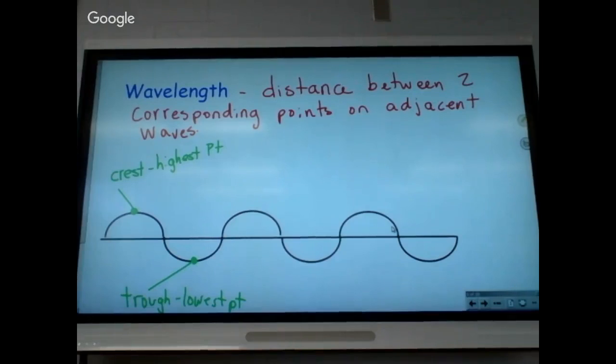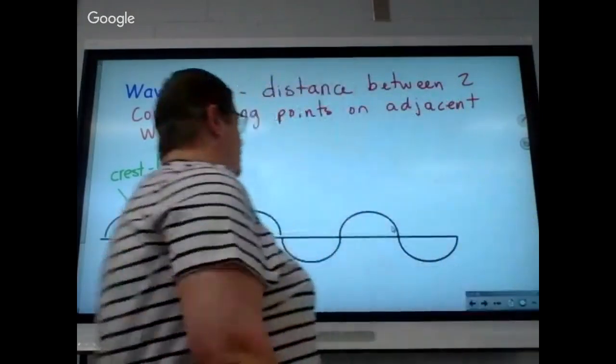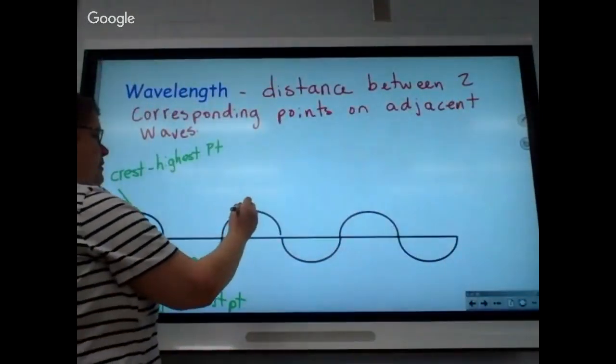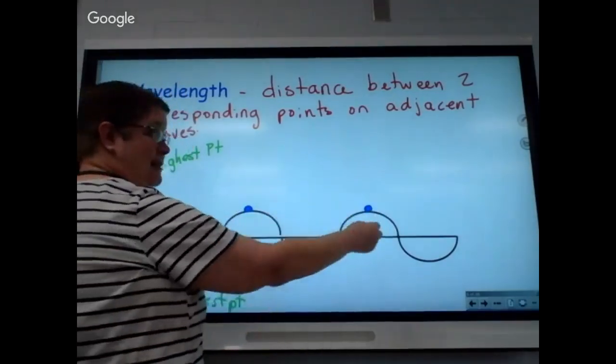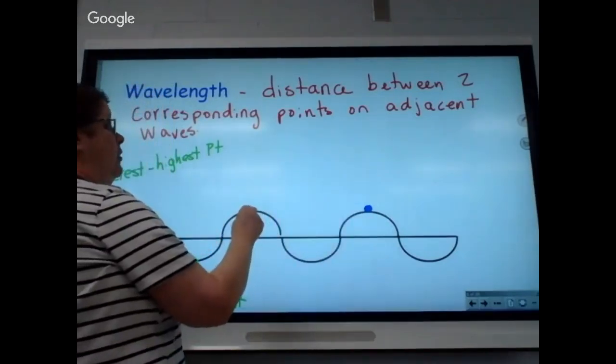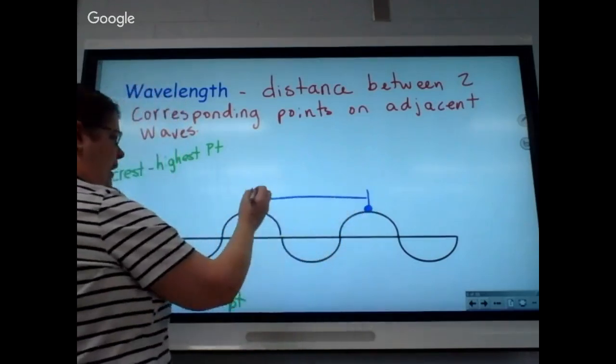It's an F sound. Now, I said the distance between two corresponding points. Some teachers will tell you it's the distance between two crests or the distance between two troughs. You can use that definition, but it's not just that, okay? Because adjacent means what in math class? Side by side. So if we take this crest to this crest, these waves are side by side, so they're adjacent, and it's a crest to a corresponding crest. This would be one wavelength.